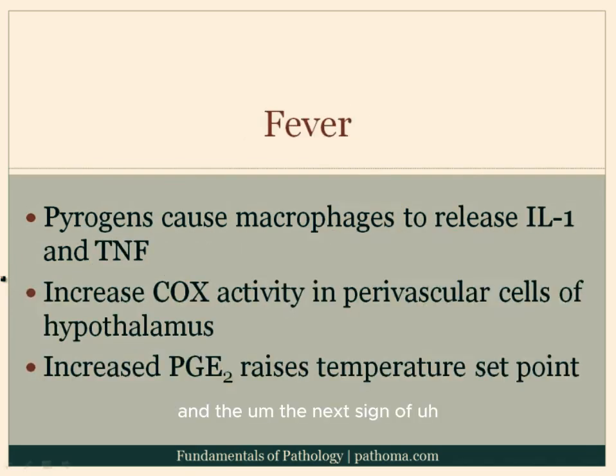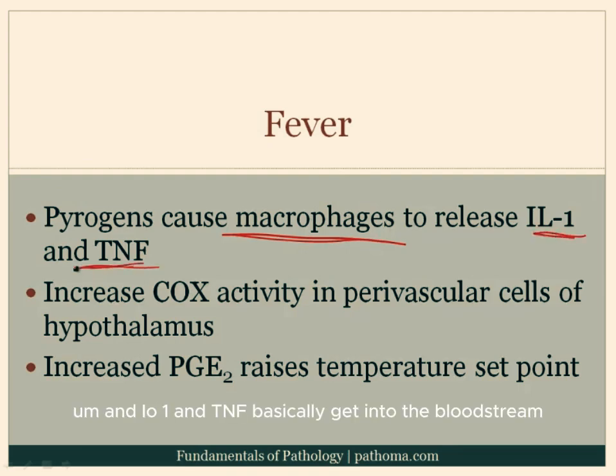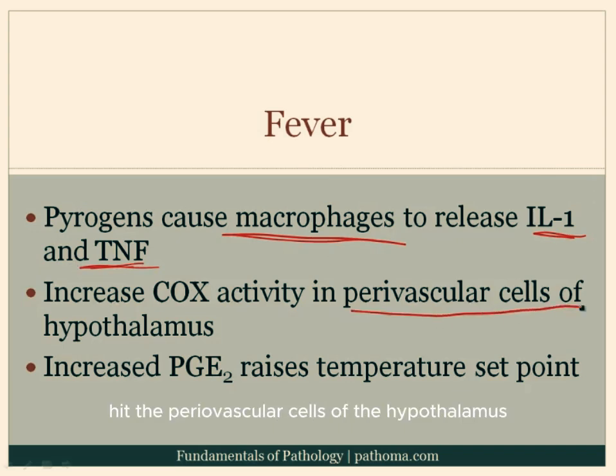And the next sign of, or I would say the final sign of acute inflammation, at least the final cardinal sign of acute inflammation, is fever. And fever, the mechanism is very important to know. Examiners love to go after this. So the way by which fever occurs is that the macrophages, and that's important, the macrophages release IL-1 and TNF, and IL-1 and TNF basically get into the bloodstream. They go through the blood. They then hit the perivascular cells of the hypothalamus, so that the temperature regulation of the body is mediated in the hypothalamus, and in those cells they increase COX activity.